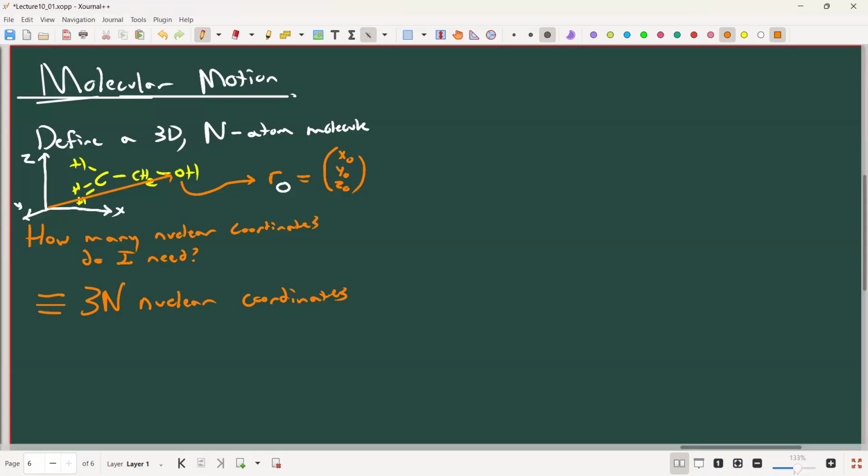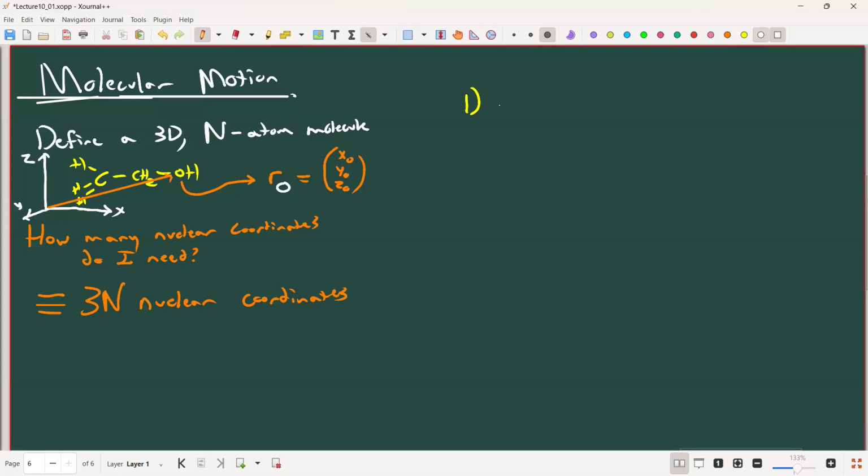But let's think a little bit about these coordinates. Let's say we want to look at motion and how the molecule is moving along these coordinates. Well, we can choose a set of coordinates such that all the atoms move in the same direction, with the same displacement. So let me just draw that. One way we can move is all atoms displace the same.